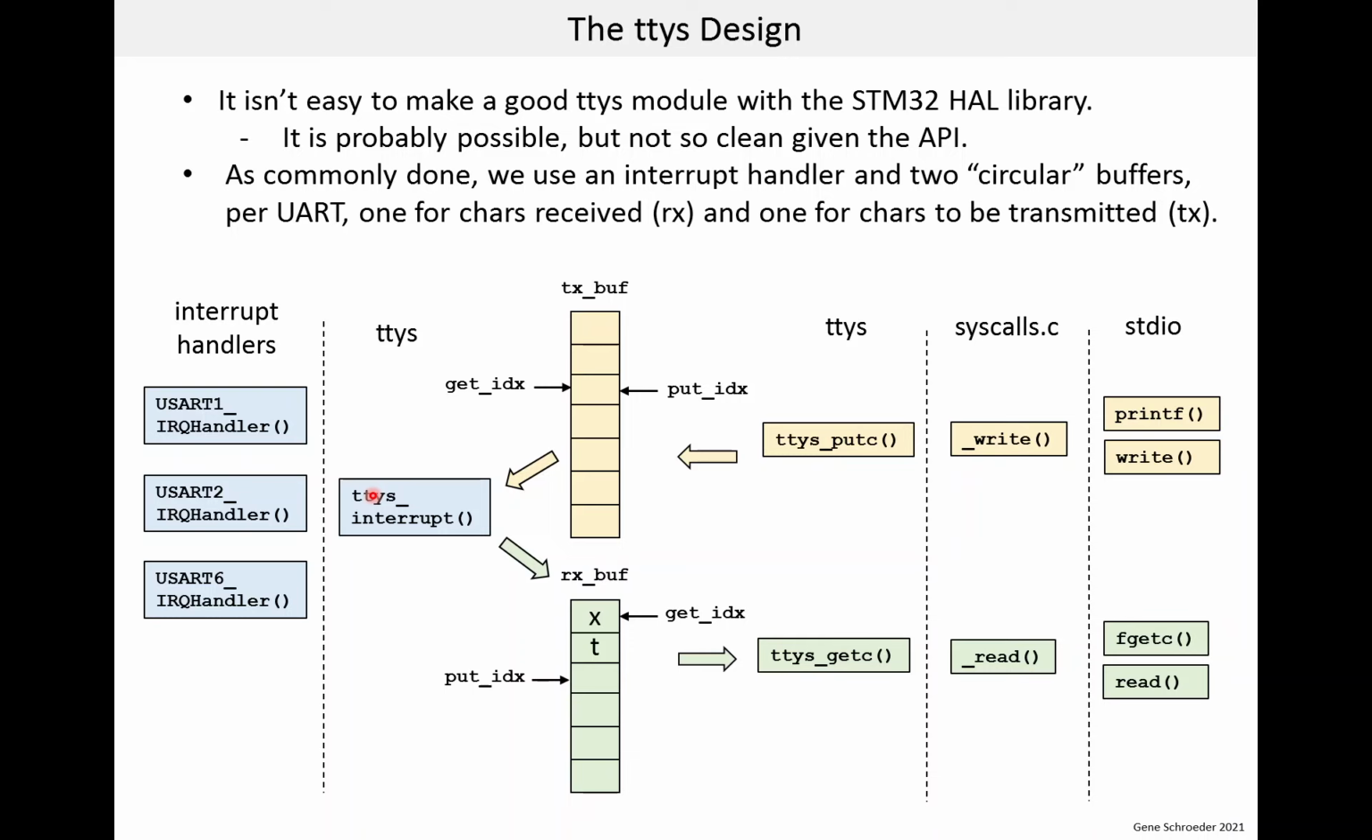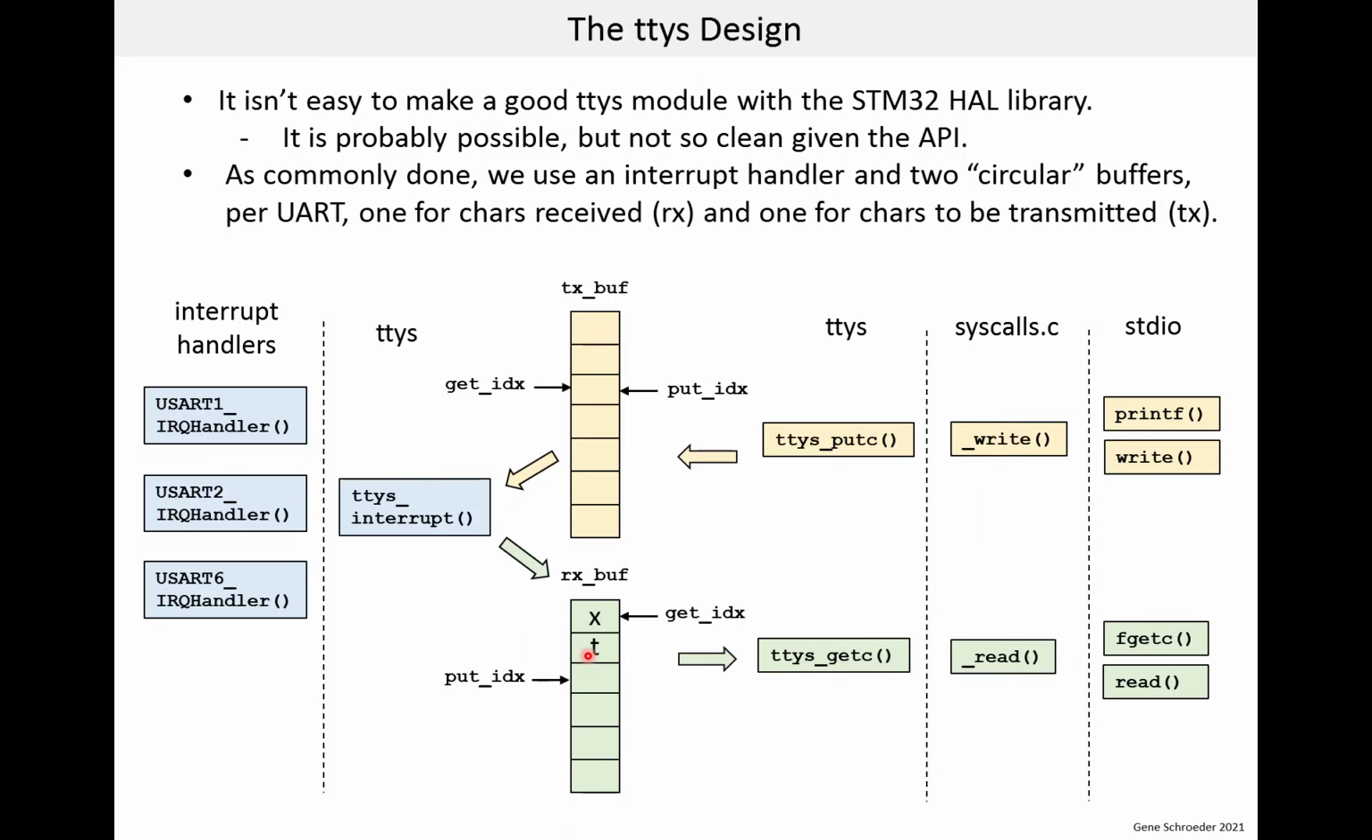If the UART has received a character, the interrupt handler will read the character from the UART and put it in the RX buffer and increment the put index. If the RX buffer is full, then the character is dropped and this is called overrun.